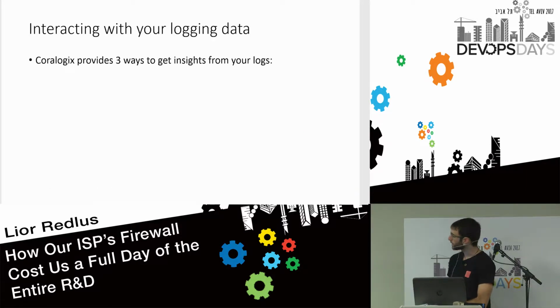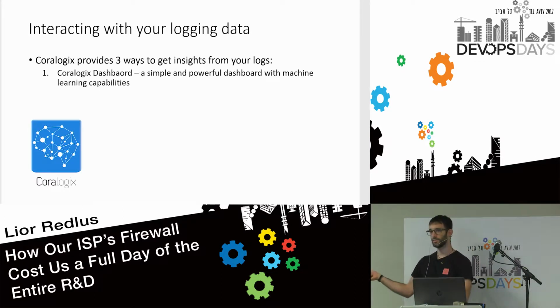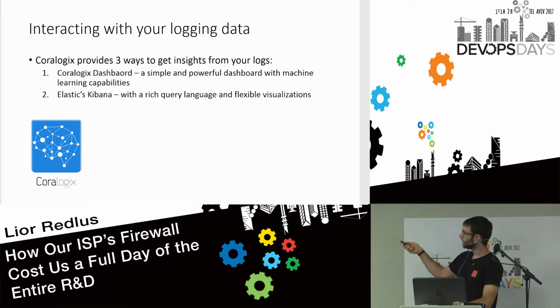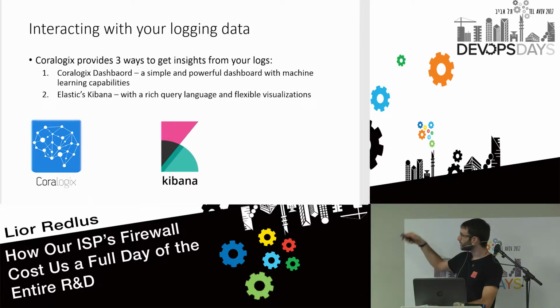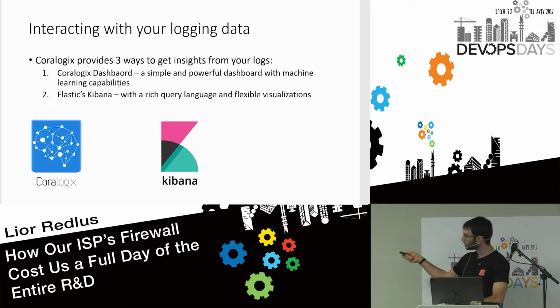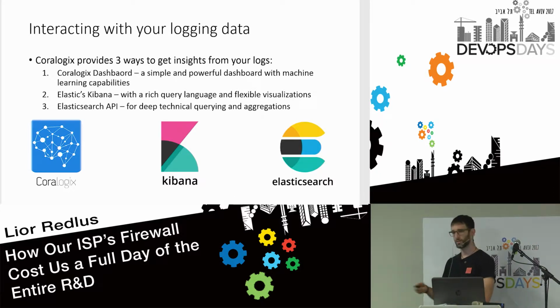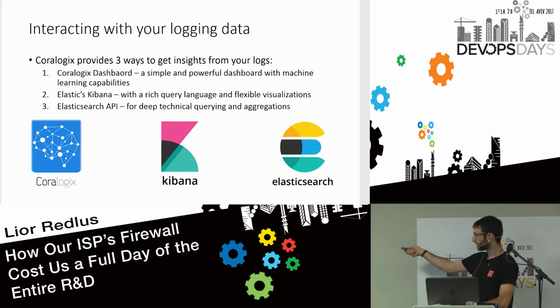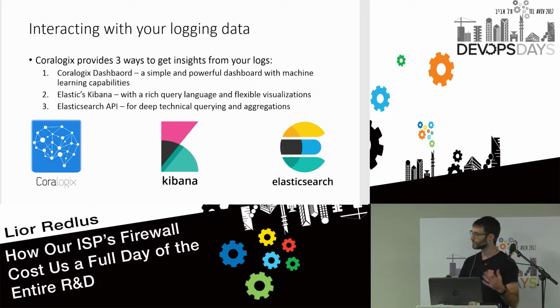There are three options to interact with your data. One of them is the Coralogix dashboard, which is our proprietary dashboard with the machine learning capabilities. It's very simple, much simpler than Elastic's Kibana. But Kibana does give all the rich query language and flexible visualizations, which everyone is used to and loves so much, and it's a great add-on. And of course, if you're very technical and want all the aggregations that Elasticsearch provides, then it's also this way that you can get all kinds of slicing and dicing on your data.